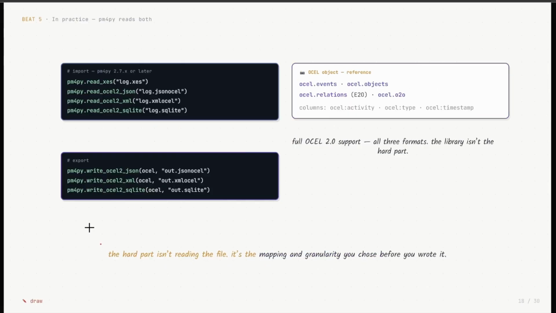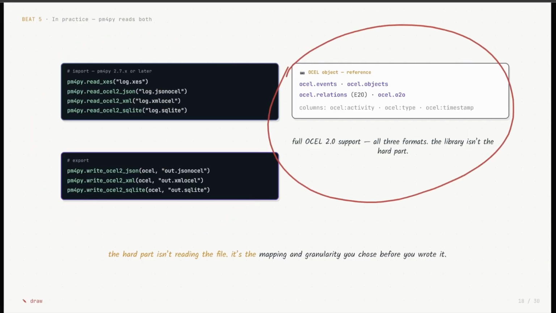So for the conversion and flattening from XES to OCEL, for example, you can use PM4Py. And as we have seen already, this is supported by PM4Py.